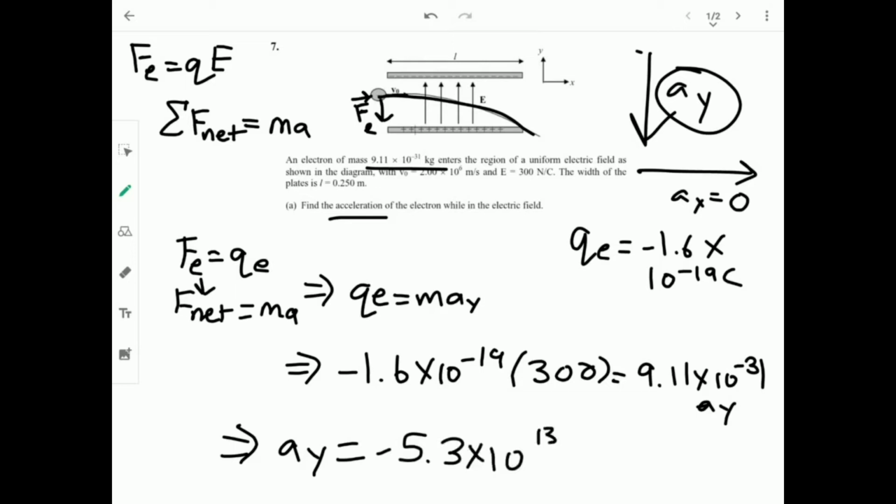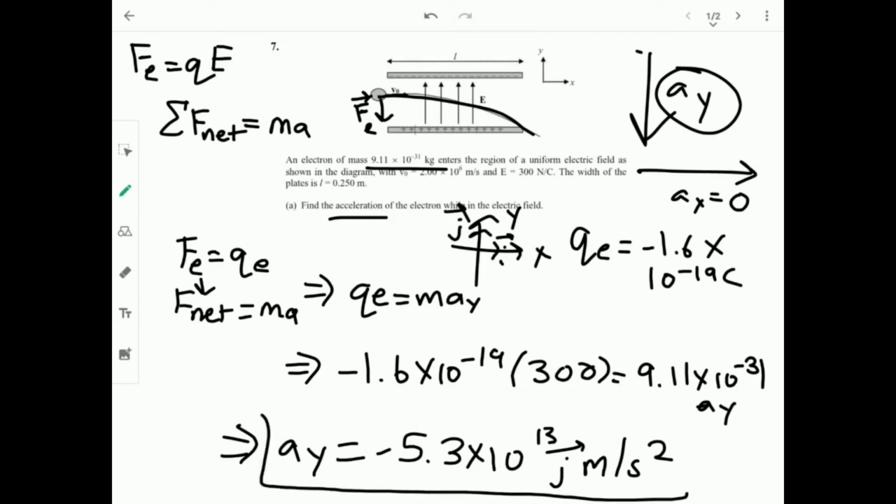Now something to help us make it easier on ourselves, we can put a little j here, just to help us realize, okay, it is a vertical force, because if we all remember, x-axis, y-axis, i is here and j is here, right? So this just helps us see that it's a vertical force. So we can just put a little j there. And this is the acceleration of the electron.